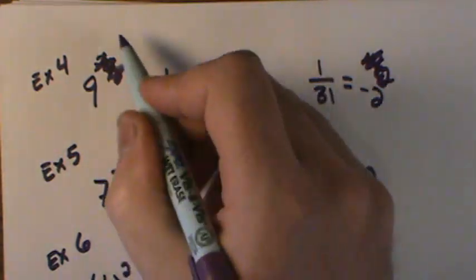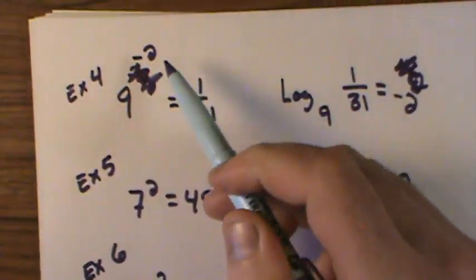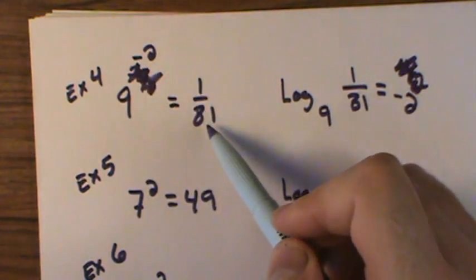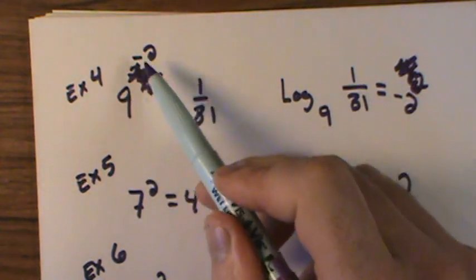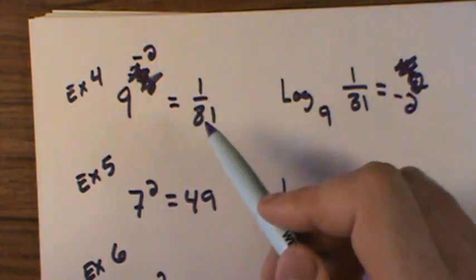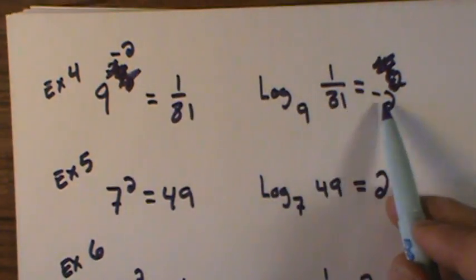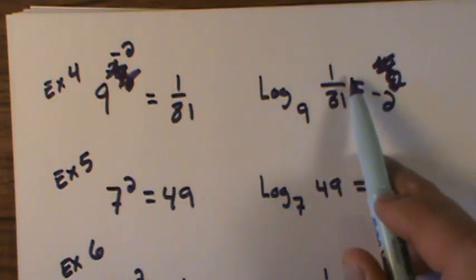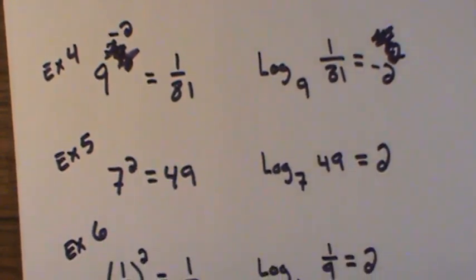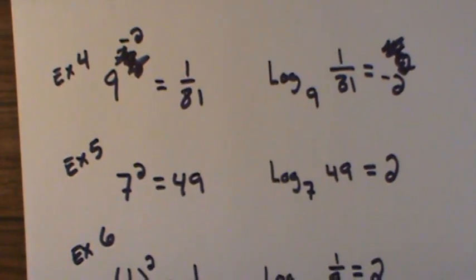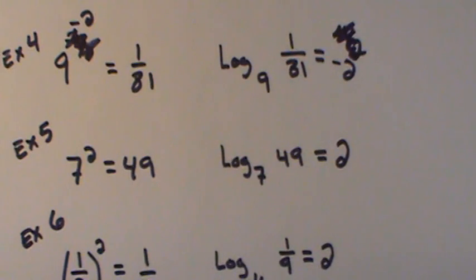And think about it this way. We've talked about negative exponents. This would just be a 9 squared as a denominator. So 9 to the negative 2nd is 1 over 9 squared, which is 1 over 81. So there we have 6 examples of how to use this structure, how to work a logarithm.